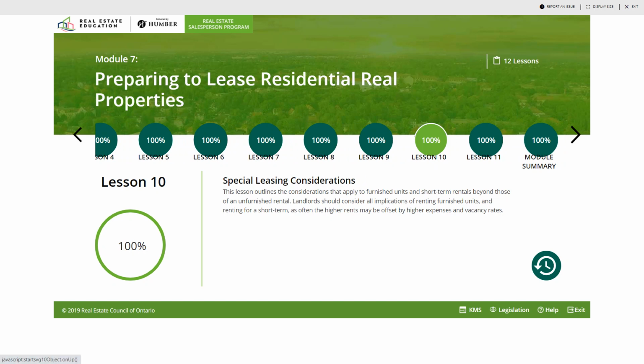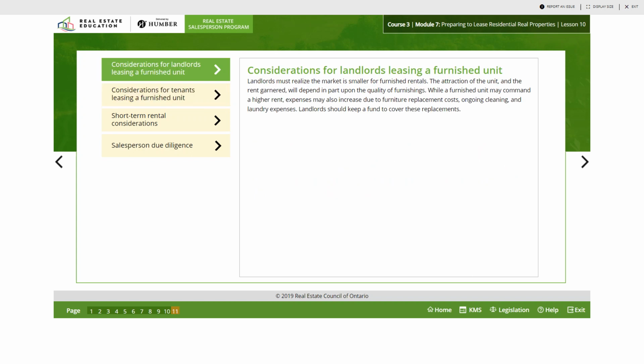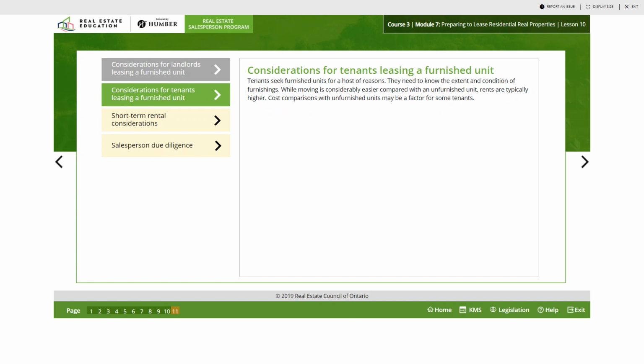And then lesson 10 is special leasing considerations. Landlords must realize the market is smaller for furnished rentals. The attraction of the unit and rent garnered will depend in part upon the quality of furnishings. While a furnished unit may command a higher rent, expenses may also increase due to furniture replacement costs, ongoing cleaning, and laundry expenses. Landlords should keep a fund to cover these replacements.